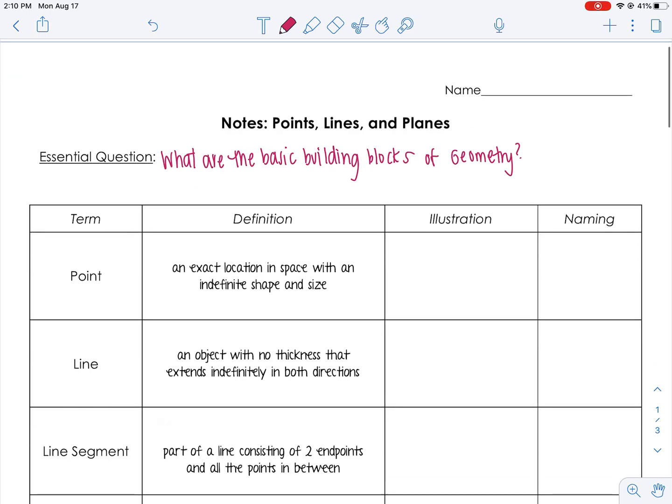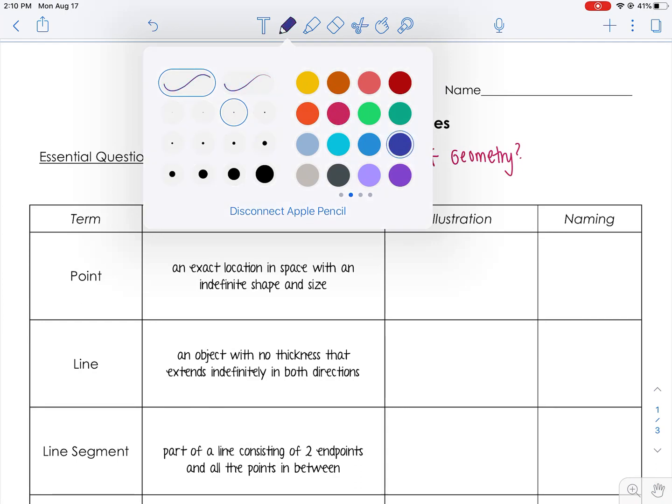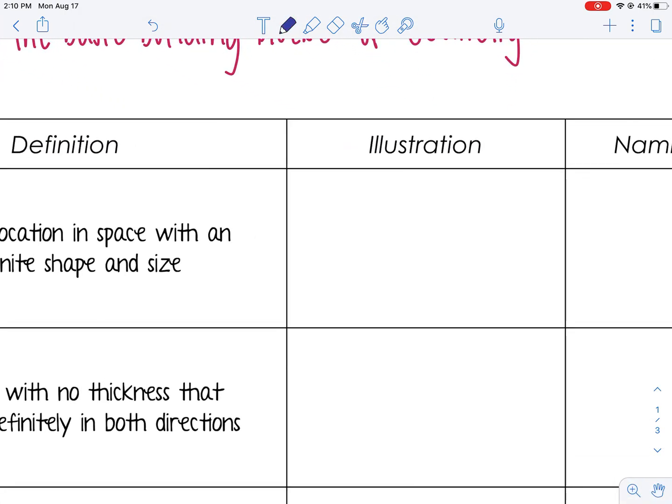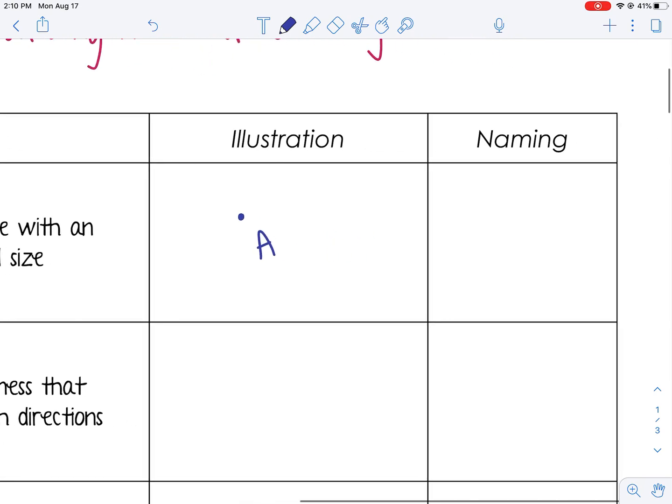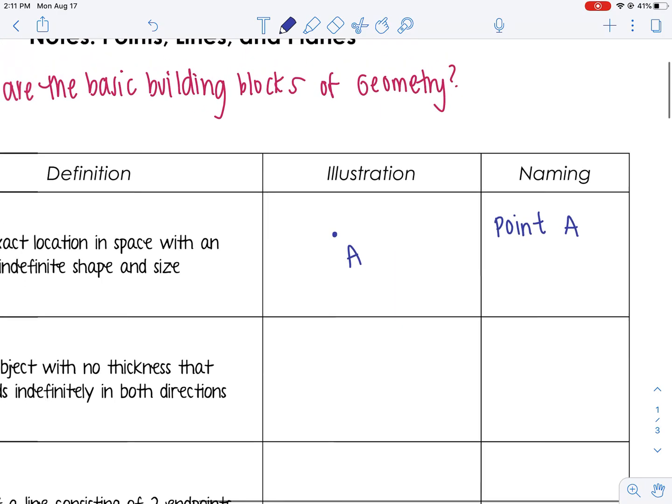So a point is an exact location in space with an indefinite shape and size. You already know what a point is. You've seen them on graphs before. It's literally just a dot. And we represent points with capital letters. So I could call this point A. I would use a capital letter. And then if you asked me what it was, I would literally say that's point A. And that's how I would name it. Okay. Key thing there being uppercase letters.